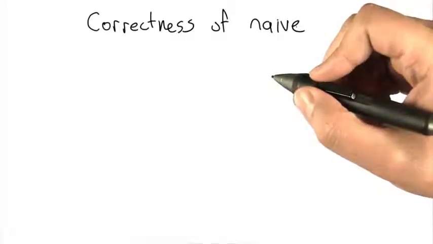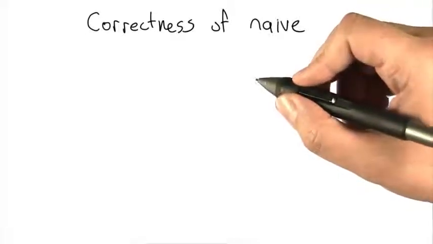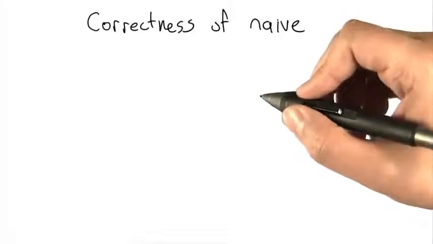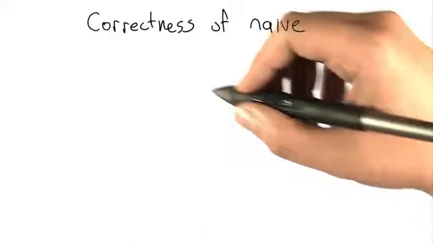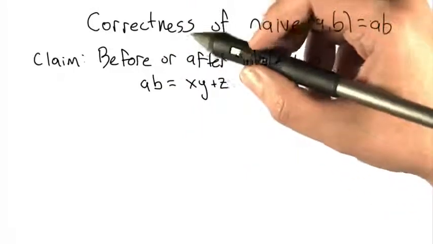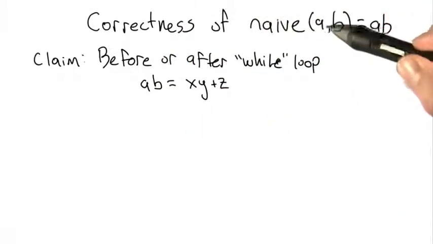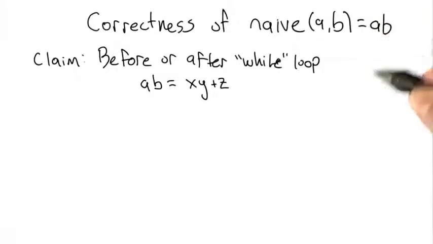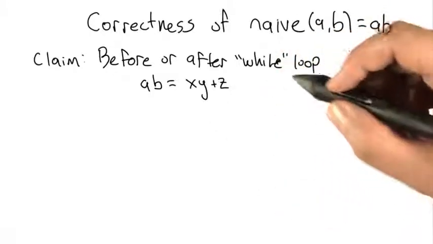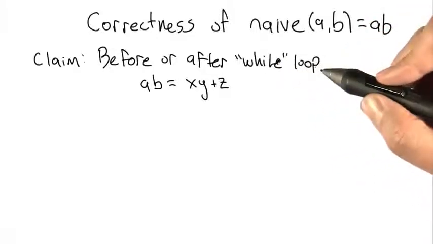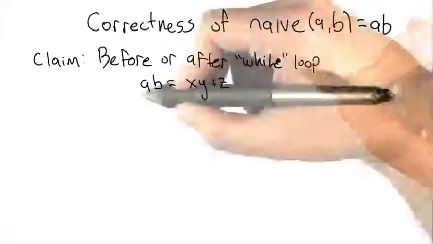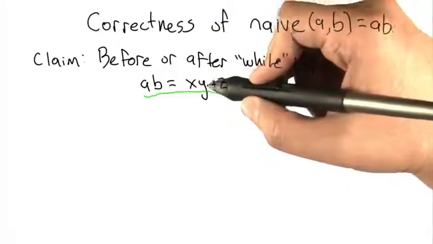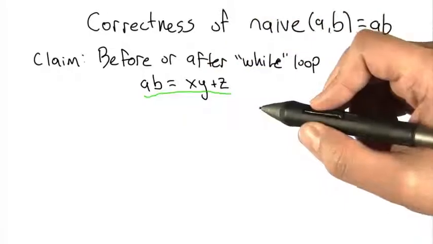Let's go through and actually do a proof of the correctness of the naive algorithm we just spoke about. So I'm going to proceed by taking advantage of a particular observation. What we're trying to prove here is the correctness of the claim that naive(a, b) outputs the product of a and b. The observation I'm going to make is that before or after the while loop in the implementation of naive, this statement is always true: the variables x and y multiplied together and added to z is exactly equal to a times b.